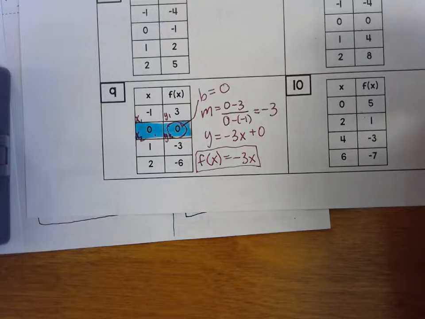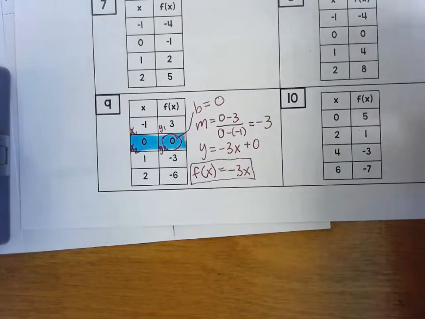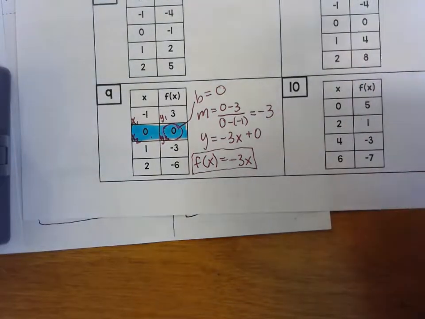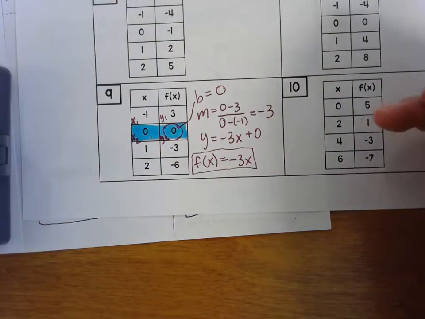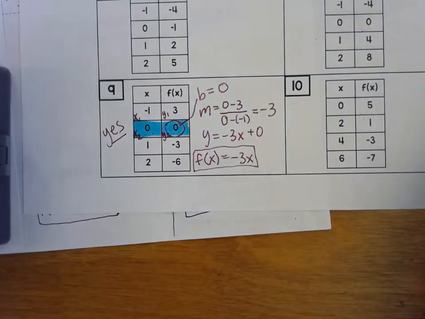Last but not least, is it proportional? Well, it looks like it's going at a constant rate, so that's one good thing for it. And then the kicker, it goes through 0, 0. Remember, if it goes through 0, 0, that right away makes it proportional. So we're going to go ahead and say yes on number 9.